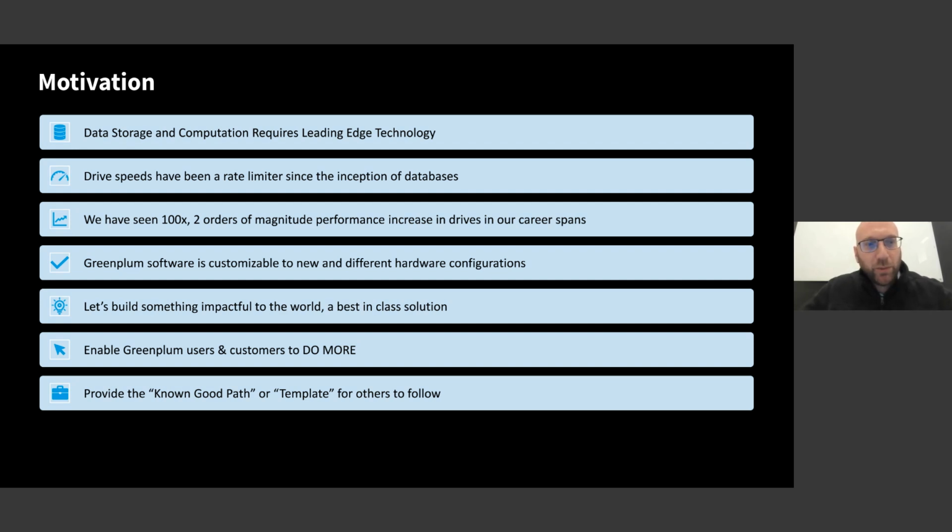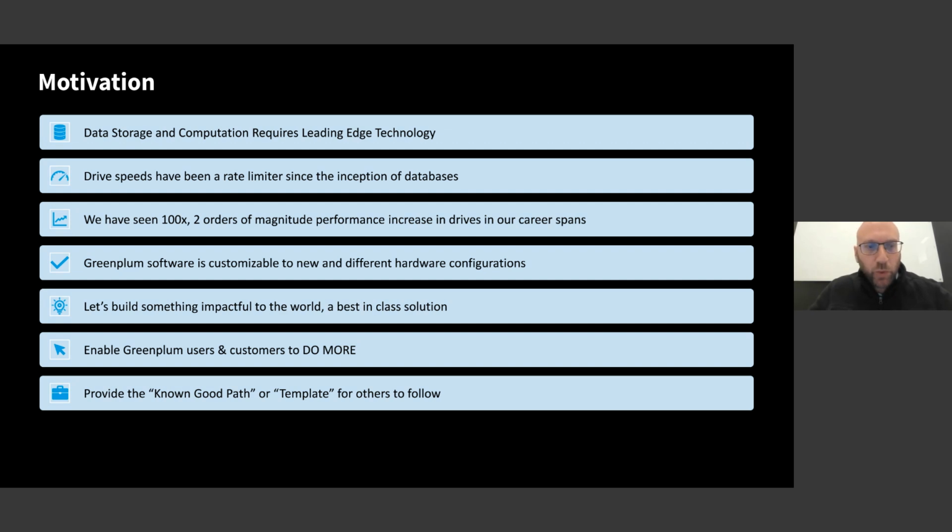So together, our idea is, let's do something really impactful. Let's build a world-class solution for data warehousing and for analytics and for big data. And I think that's what Pramod is going to show you today, is really world-class performance when it comes to data warehousing performance. And the whole point of this is to let customers and users do more, to get more done, and not by spending more money, but because the technology is smarter and faster, that they can do it.